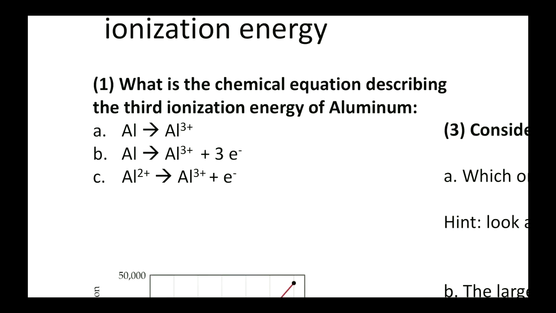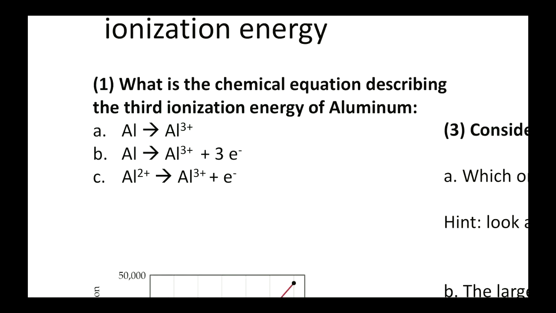What is the equation that describes the third ionization energy of aluminum? My trick is that ionization energy is the energy to remove an electron, but the detail is that you're removing 1 electron at a time. So when I say third ionization energy, I don't mean directly make an aluminum 3+ cation. I mean we take electrons off 1 at a time.